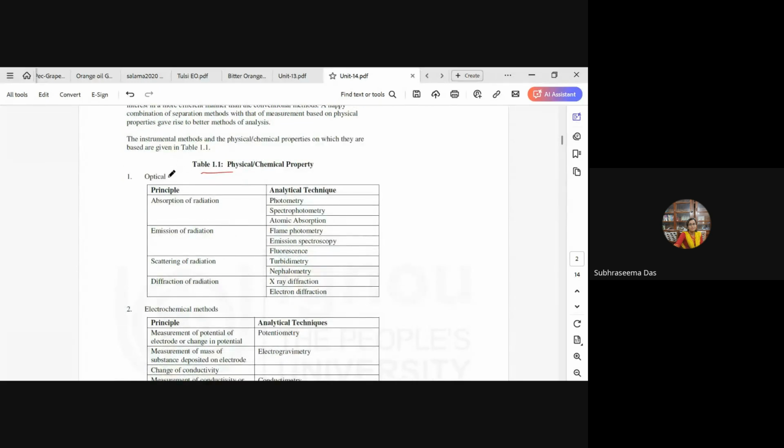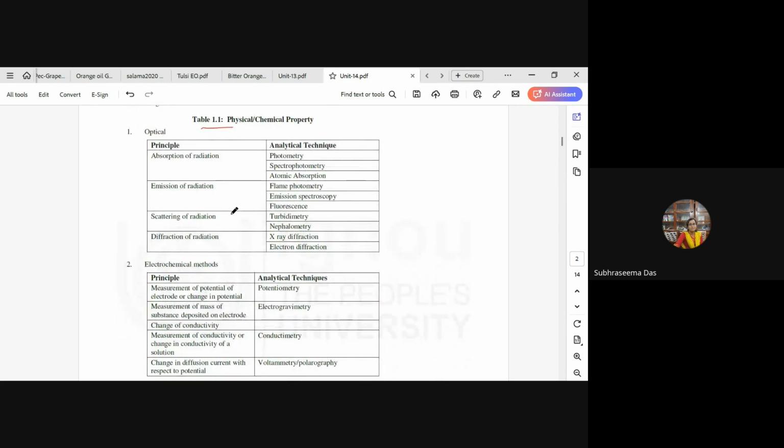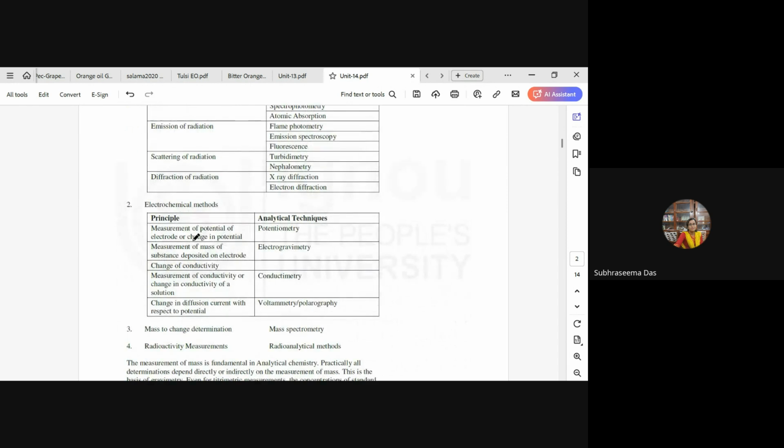1.1. So the optical properties, where the principle is based on absorption of radiation, and the instrument is called either photometry, spectrophotometry, or atomic absorption spectroscopy. The instruments based on emission of radiation are either flame photometry, emission spectroscopy, or fluorescence spectroscopy. Those based on scattering of radiation are turbidimetry, nephelometry, or sometimes the Raman effect. Diffraction of radiation is by X-ray diffraction or electron diffraction.